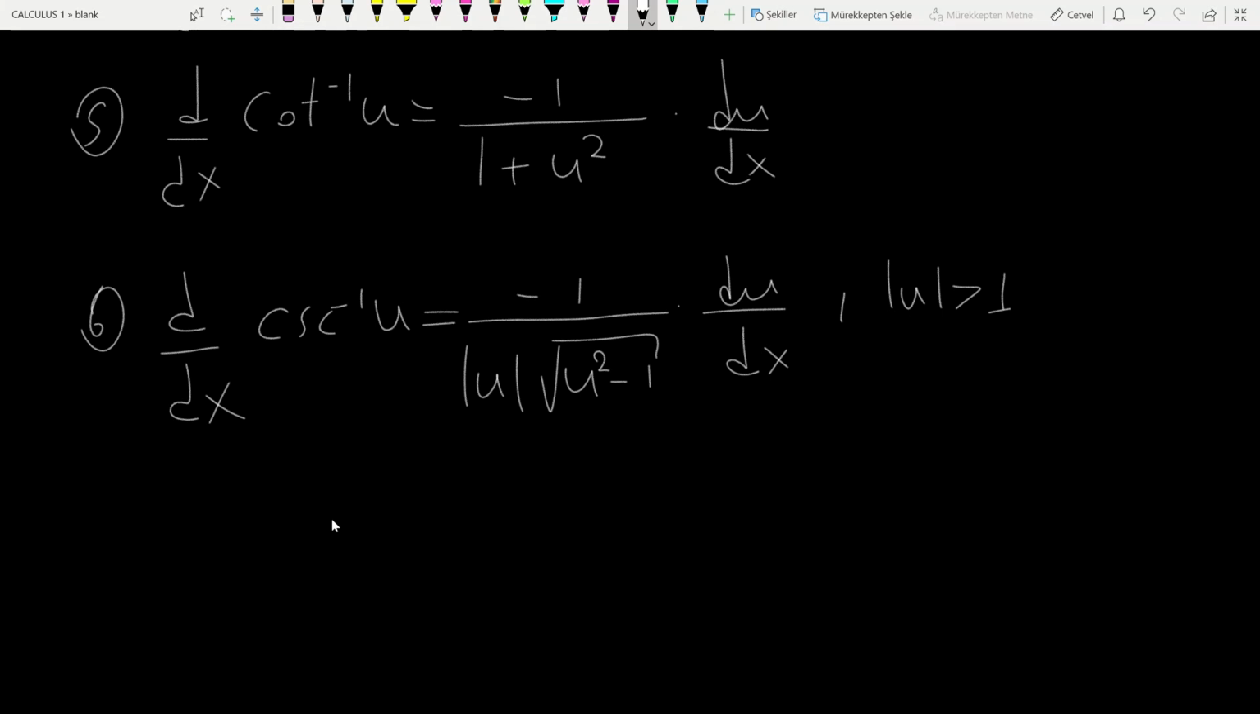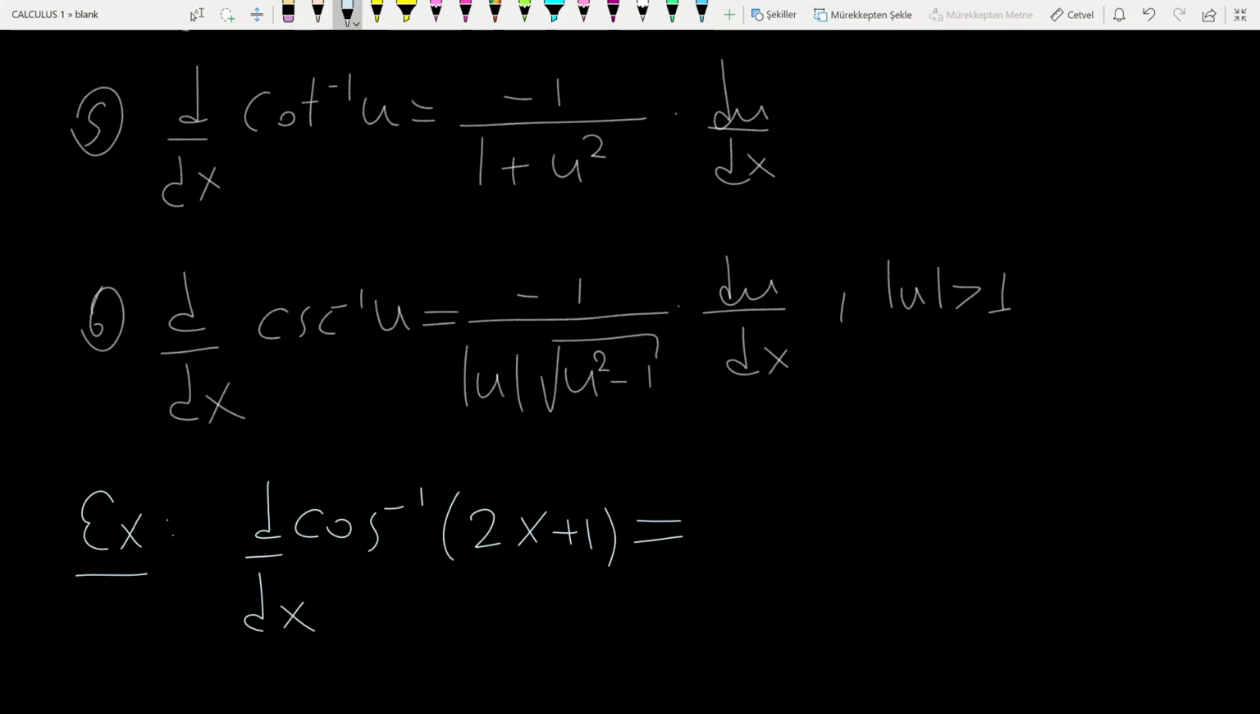Okay, so I gave all the derivatives of inverse trigonometric functions. Now let's solve some simple problems, simple examples. Example 1. What's the derivative of arc cosine of 2x plus 1 according to this information?